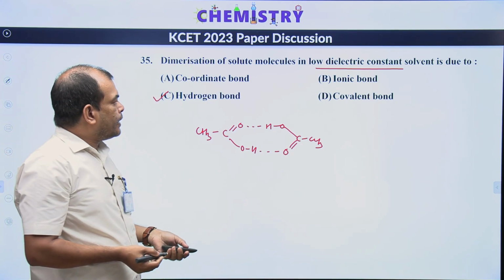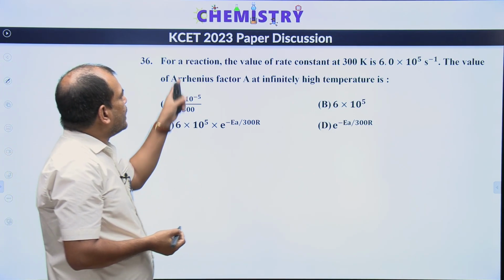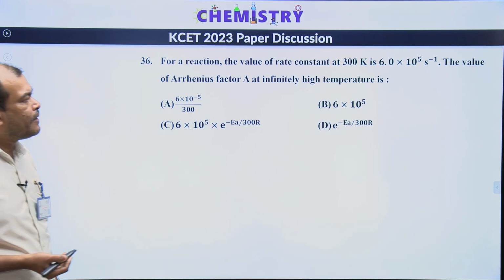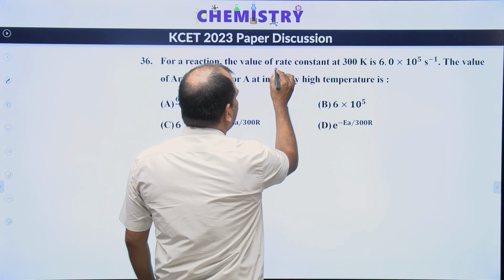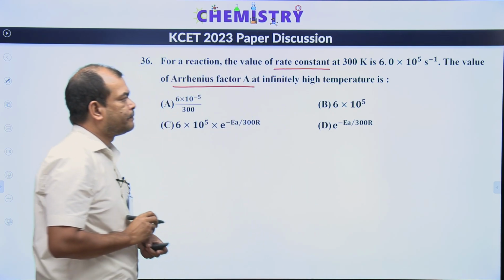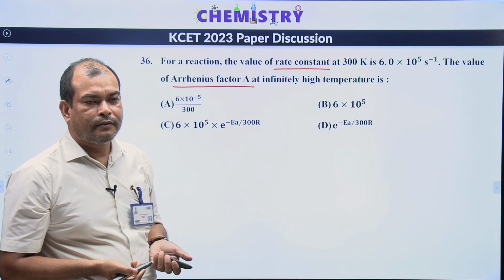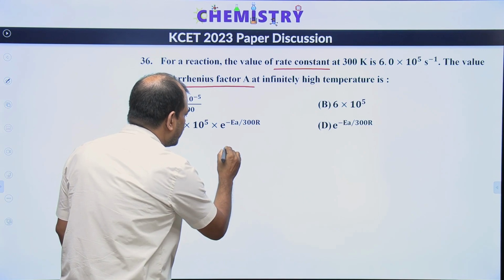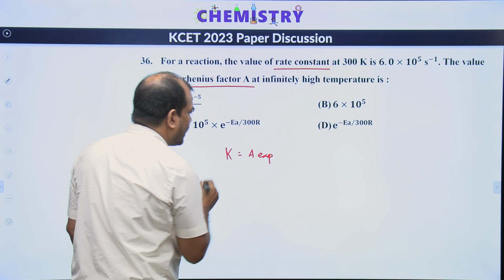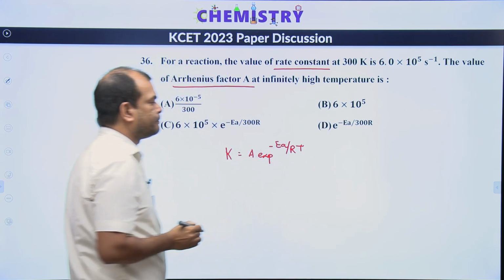Right? Then we move to the next question, question number 36. Now, for the reaction value, this is coming from chemical kinetics. In chemical kinetics, the rate constant is related to the Arrhenius factor. Then you need to know the relation between the rate constant and the Arrhenius factor, and that is the Arrhenius equation: K is equal to A exponential power minus EA by RT.